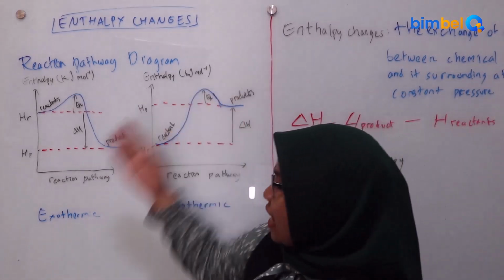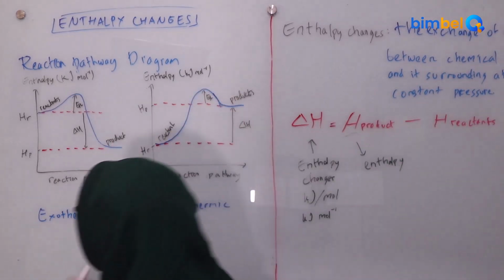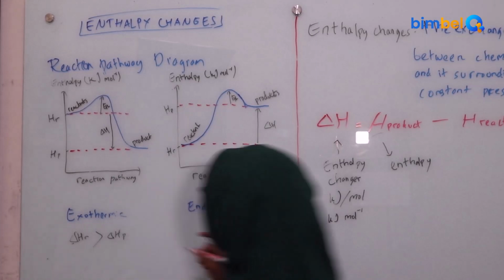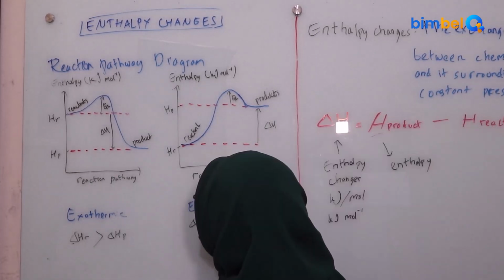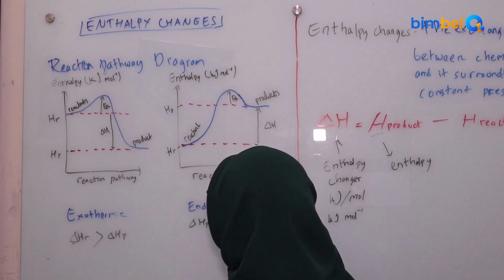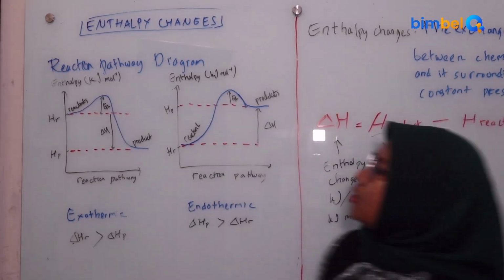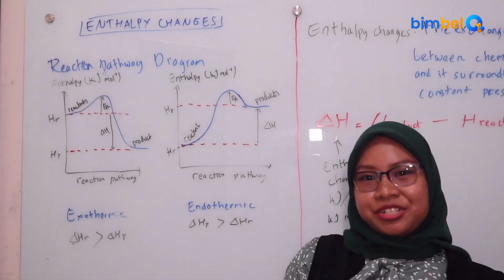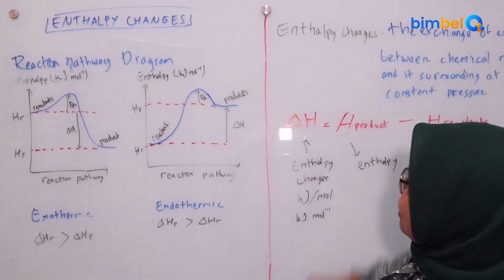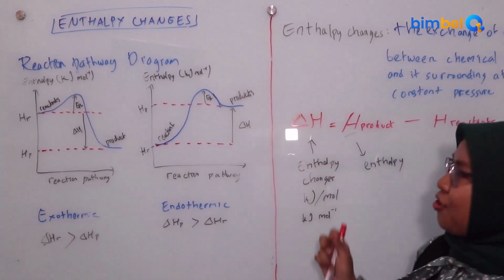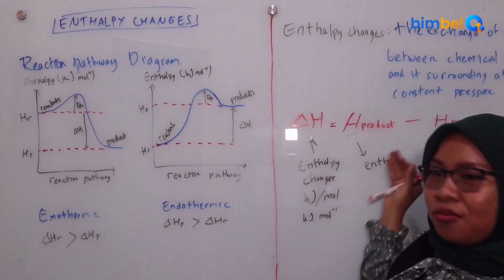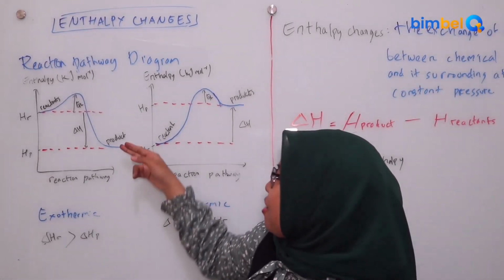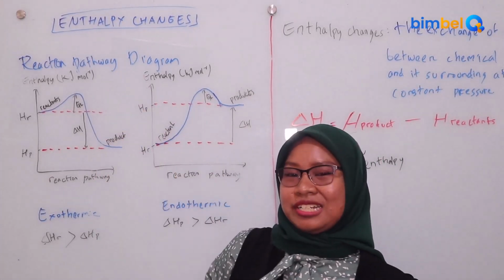You can see that for the exothermic reaction, delta H for reactant is bigger than delta H for the product. Meanwhile, for endothermic reactions, delta H for product is bigger than delta H for reactant, because in the endothermic reaction, the reaction will absorb the energy. So you can see that the energy, the arrow is going up because the energy is absorbed. It means the energy is bigger. Meanwhile, for the exothermic reaction, the energy is released. So the arrow is going down because the energy is released.